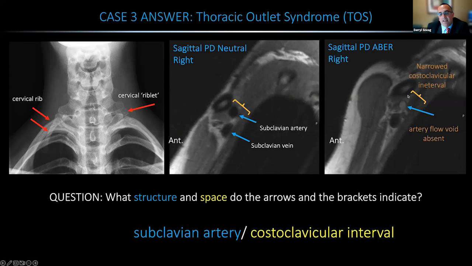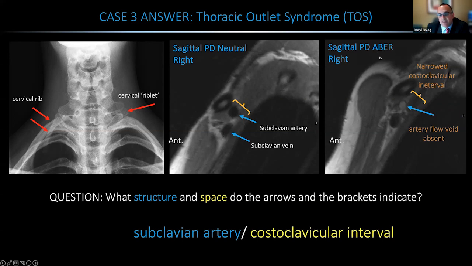And in some articles, they've shown differences between healthy and symptomatic patients in terms of the narrowing of the costoclavicular interval, more narrowed in symptomatic patients. Forgetting the interval for a moment, though, here on the neutral position, this is the subclavian artery, this is the subclavian vein, and the clue here you can see is that the vein is quite different in shape and kind of collapsible.